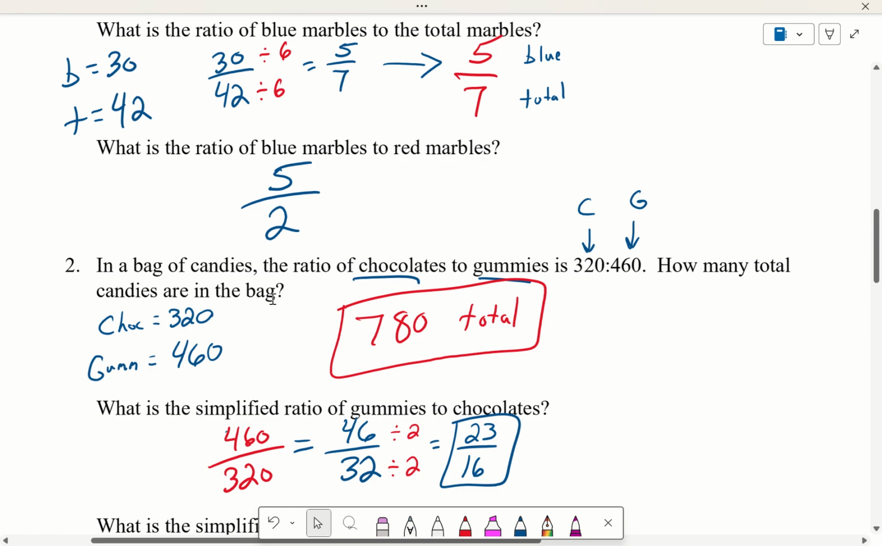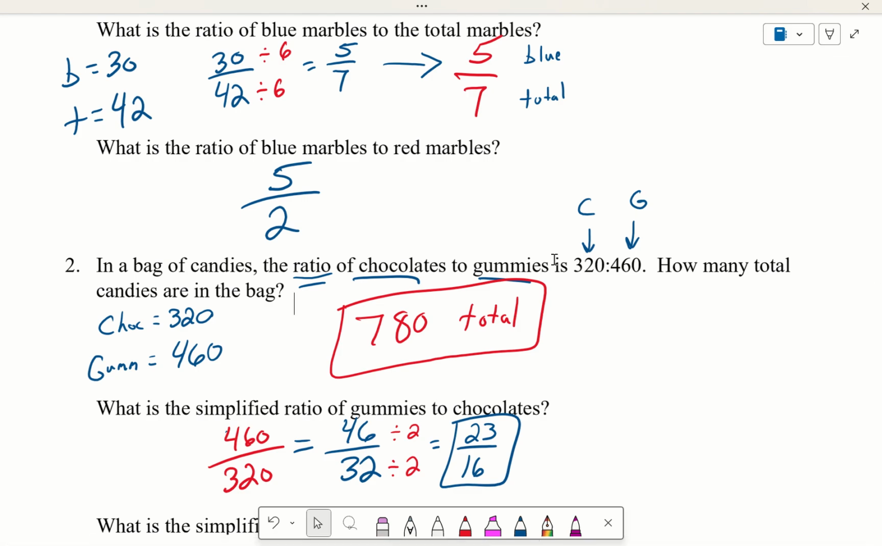460. How many total candies are in the bag? 320 plus 460, you add that up and you get 780. Now, this is not a great question, and here's why. We were told that the ratio of chocolates to gummies is 320 to 460. That doesn't mean there's exactly 320 chocolates and 460 gummies. We weren't told that explicitly. We assumed that that's the case, but we weren't told that explicitly.